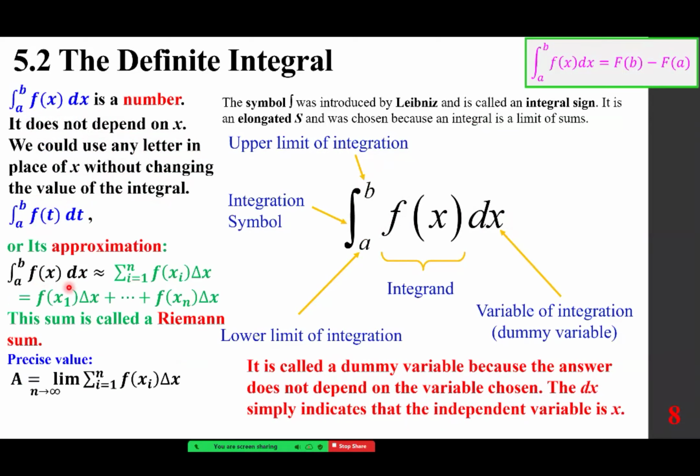Its approximation is the Riemann sum of f of x sub i delta x as we go from i equals 1 to n: f of x sub 1 times delta x all the way to f of x sub n times delta x. This sum is called the Riemann sum. And the precise value, which represents the area under the curve if the function is positive, is the limit as n approaches infinity of the Riemann sum, i going from 1 to n, of f of x sub i delta x.